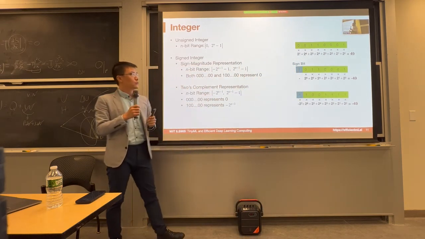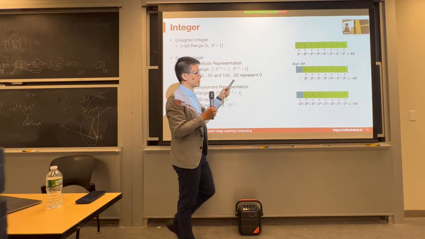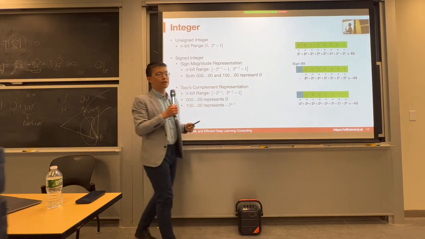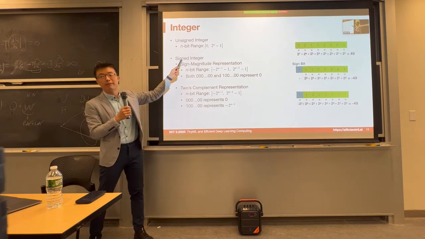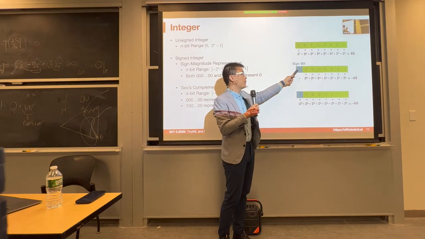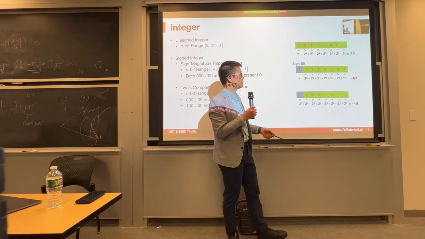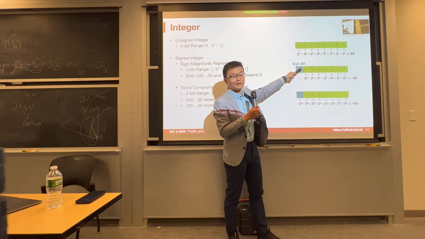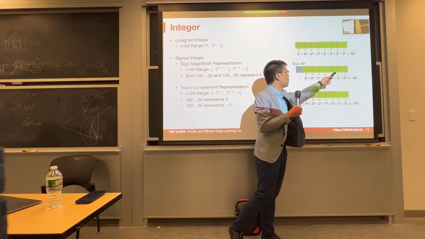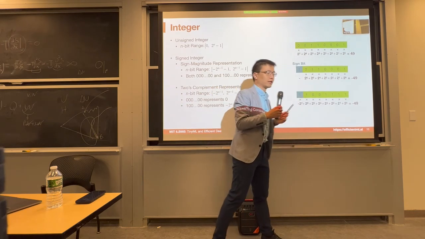In order to introduce signed numbers, we dedicate one bit to be the sign bit. There are two ways to represent them. One is the sign-magnitude representation. The first bit just represents the sign, whether it's positive or negative. The remaining bits just represent the magnitude. For example, in this case, the sign bit is 1, indicating that this is a negative number, and the remaining bits represent the magnitude. In this case, it's minus 49.